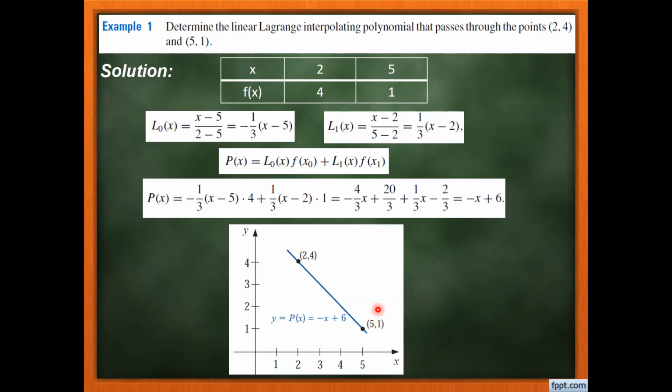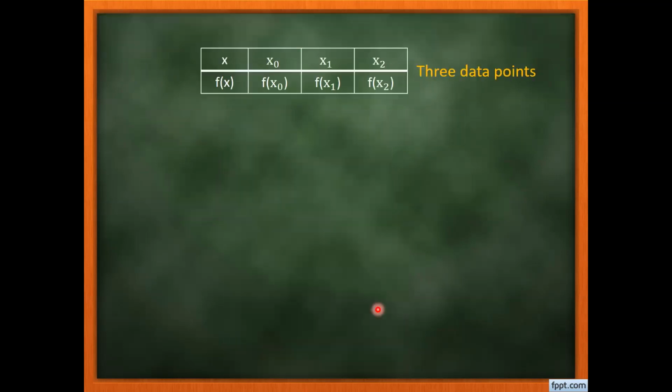So let's move to 3 data points and see how it works. Now we have 3 data points, x0, x1, and x2, and we have the function values f of x0, f of x1, and f of x2. We want to make sure that our polynomial satisfies this tabular data. So this means that our polynomial should have the value f of x0 at x0, f of x1 at x1, and f of x2 at x2.